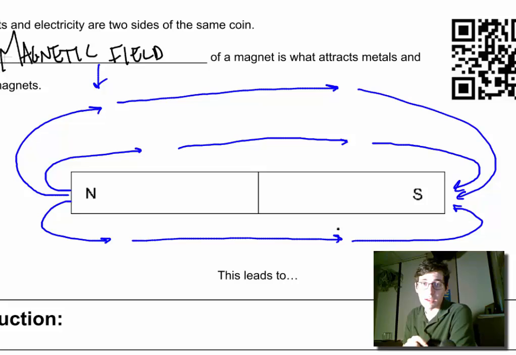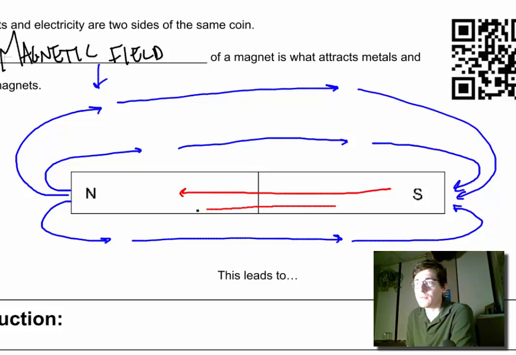If we're inside the magnet, there's a magnetic field here. It runs from south to north in that direction. So pay attention to where you are. If you're inside the magnet, it runs from the South Pole to the North Pole. And if you're outside the magnet, it runs from the North Pole to the South Pole in that arcing direction. And this leads to something called induction.